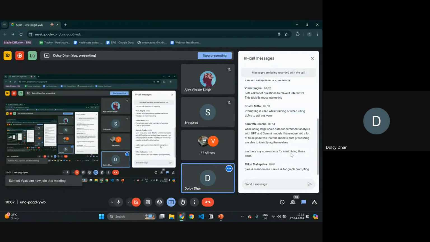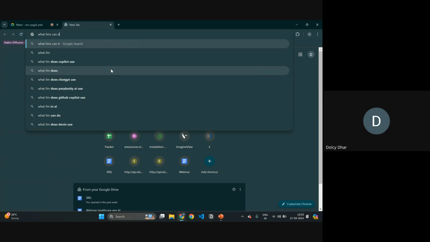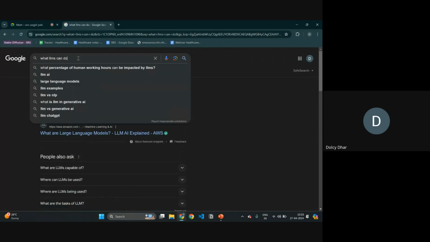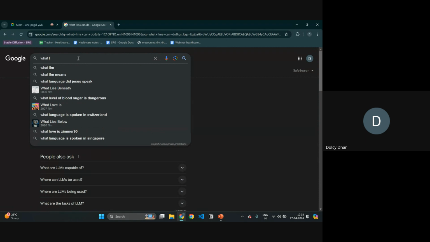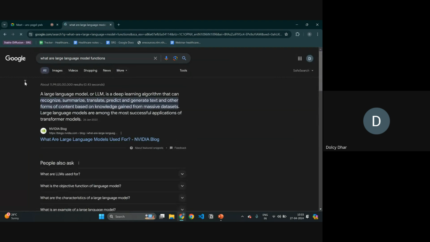And again, I would tell you, if you're capturing the LLM's capability, let me quickly take you through what LLMs can do. Okay? So, what are large language model functions? It can recognize, summarize, translate, predict, and generate the next token.